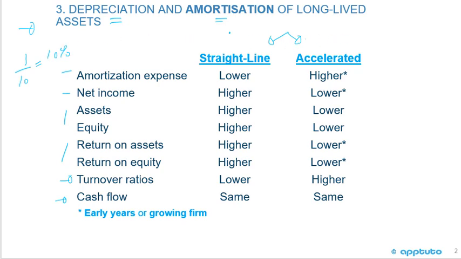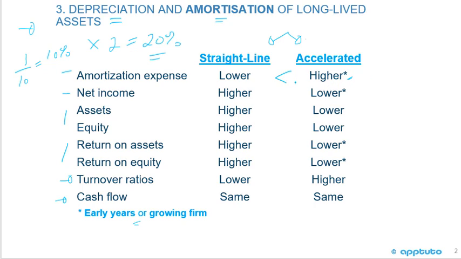And if we're doing accelerated or double declining in that case, for example, we'd multiply by 2, so we'd have 20%. So we know that under the accelerated, our amortization expense is higher. Again, this is in the early years or for a growing firm, because with the accelerated, you don't depreciate past the residual value. So later on, then perhaps the straight line expense is higher than the accelerated if you're already fully depreciated, okay?